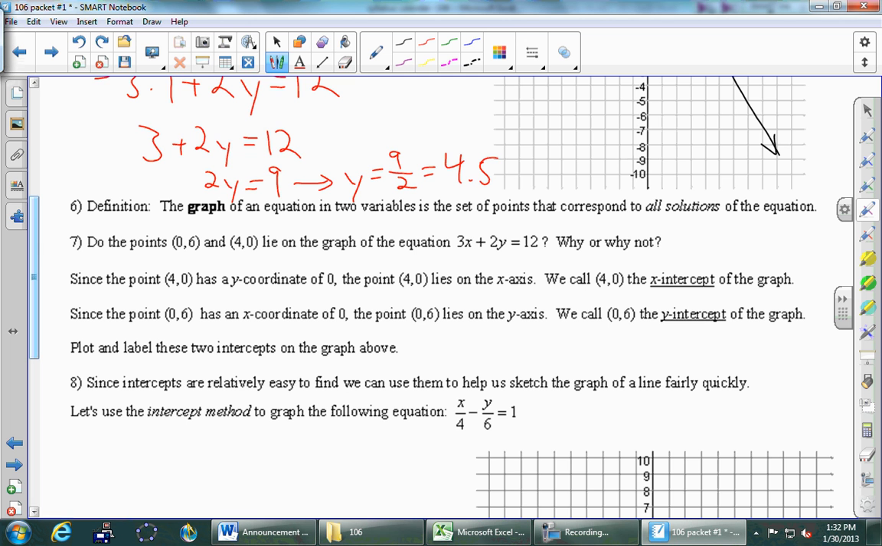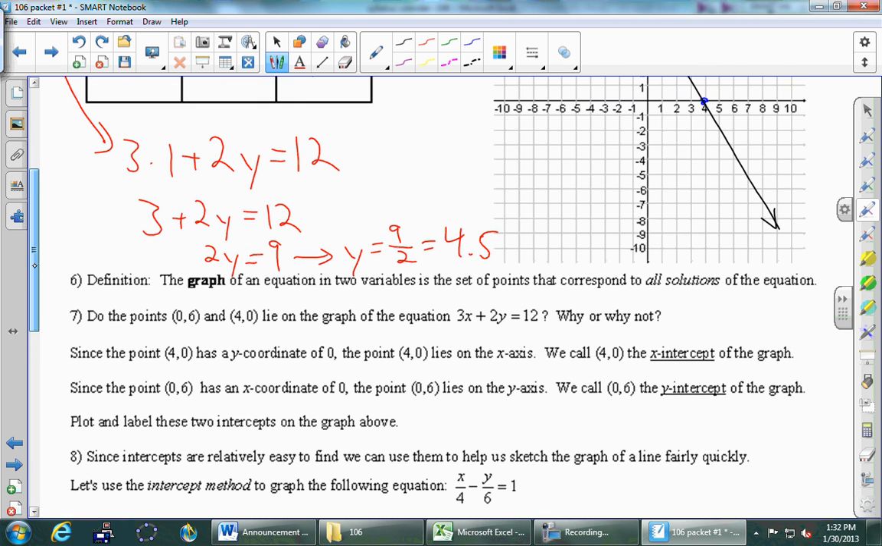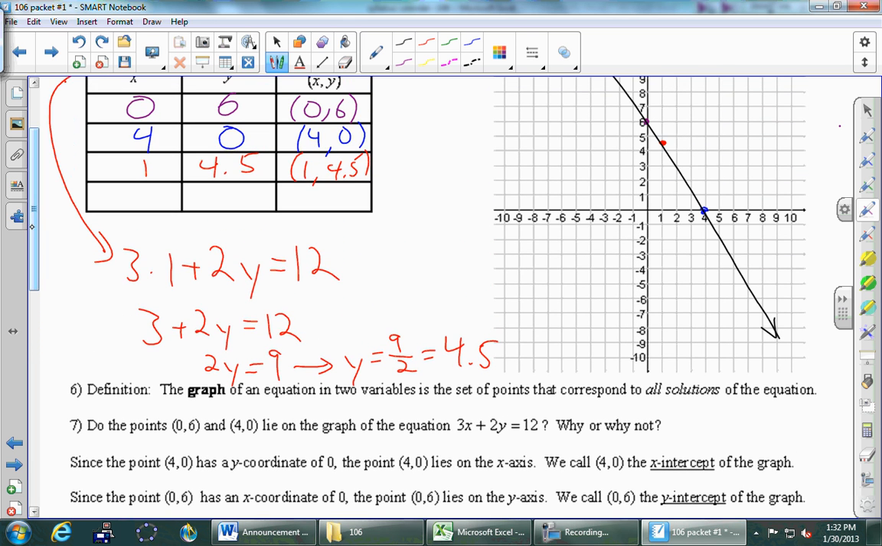and where are we now? Where to Glenn? Since? Okay, great. So 4, 0 is this blue point out here. It hits the x-axis. We know the x-axis is that horizontal one. And because it hits the x-axis, we call it the x-intercept.